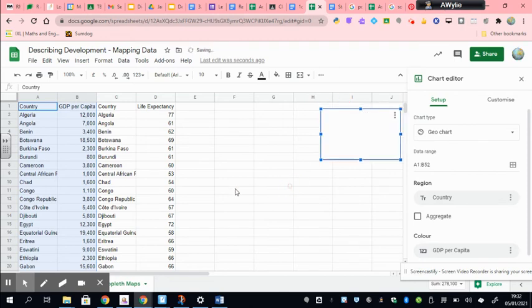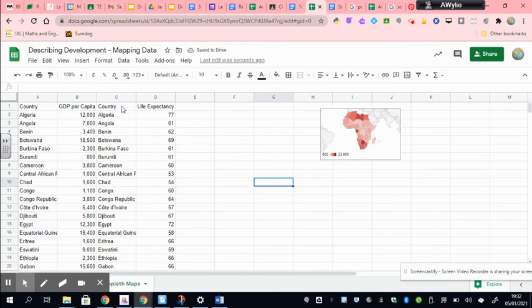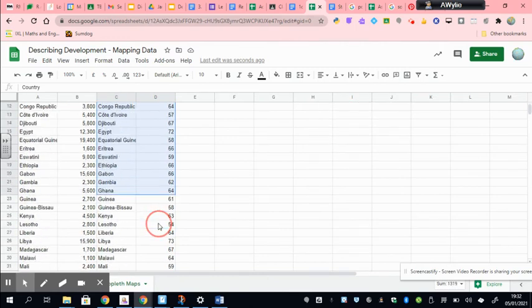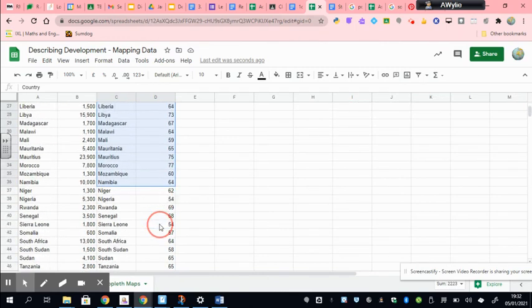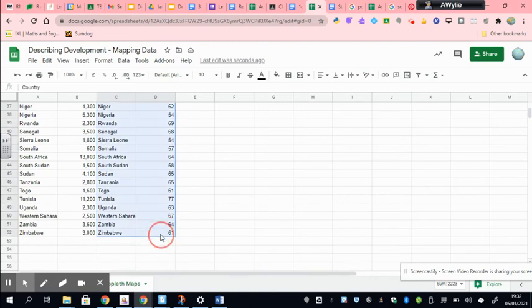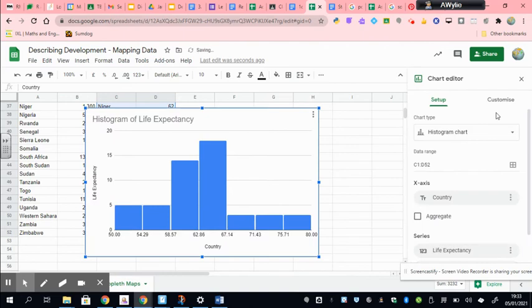Okay, because I now want to create a map showing how long people live. So what I'm going to do is I'm going to first of all highlight by clicking on my mouse and dragging it down so all of the countries in Africa are highlighted all the way down to Zimbabwe. So now they're all highlighted. Step 2. You want to click on this little icon over here and it's going to insert a chart. So one click and a chart will appear. There we go.